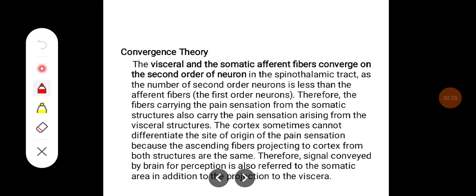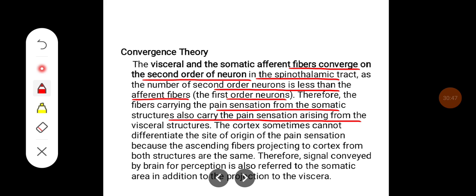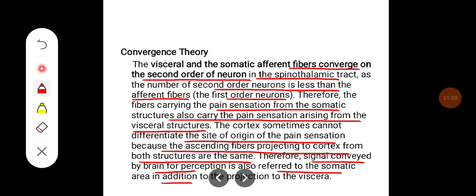Then convergence theory. The visceral and somatic afferent fibers converge on the second order neuron in the spinothalamic tract. As the number of second order neurons is less than the afferent fibers, that is the first order neurons, the fibers carrying the pain sensation from the somatic structure also carry the pain sensation arising from the visceral structures. The cortex sometimes cannot differentiate the site of origin of the pain sensation because the ascending fibers projecting to the cortex from both structures are the same. Therefore, the signal conveyed by the brain for the perception is also referred to the somatic area in addition to the projection to the viscera.